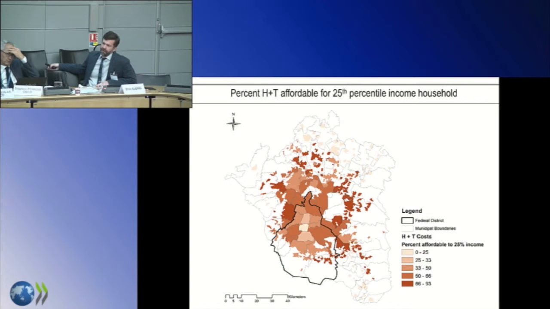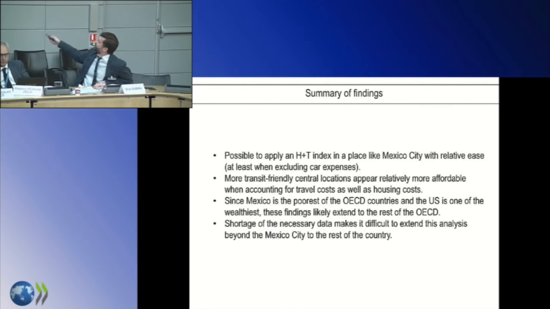So this is a common theme in the United States as well as in Mexico. Mexico is the poorest OECD nation. The US is one of the wealthiest. They're probably similarly car dependent in some ways, both in North America. But the fact that we're seeing the same patterns in these cities, I think, shows that the index will tend to result in the same overall conclusions.